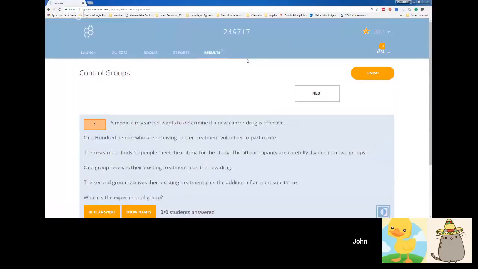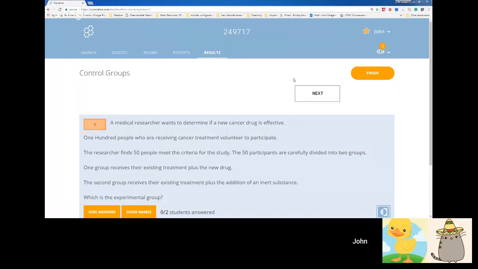Okay, so we are going to go to Socrative, and I'm hoping you can see that screen. It is room number 249717, and we're going to look at an example of a controlled study. The point of a controlled study is to control the variables as much as possible so that we get the cause and effect correct.